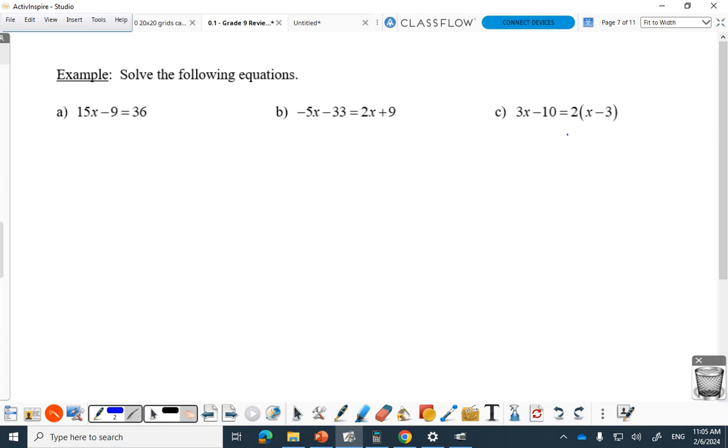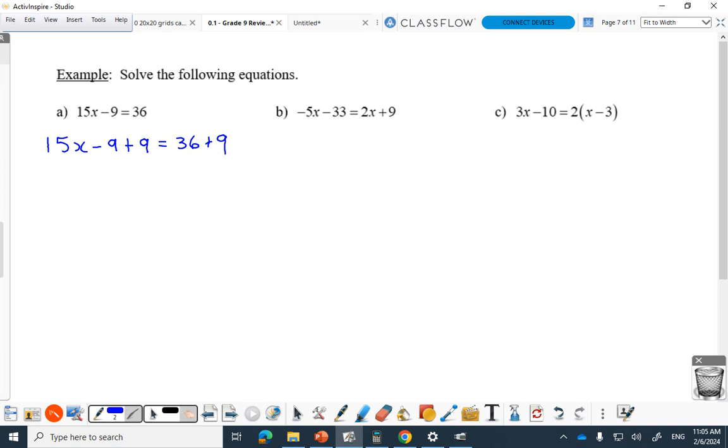15x minus 9 equals 36. My method of teaching these asks, what's the opposite of subtracting 9? Adding 9. So, some of you will write this. This is a good step. The process of solving equations means do the same thing to both sides of the equation. And the same thing I'm going to do is add 9 to both sides. That is a great step of mathematics.